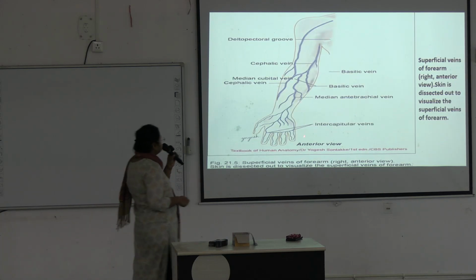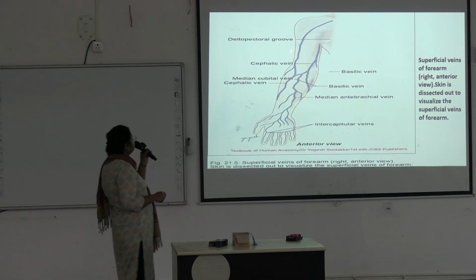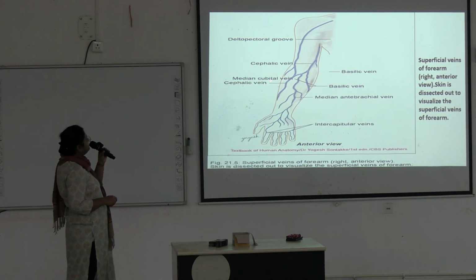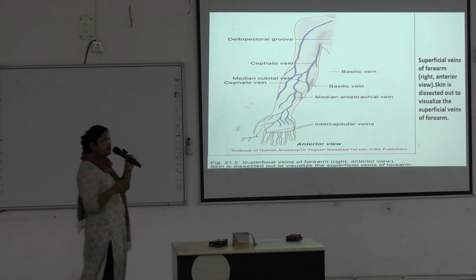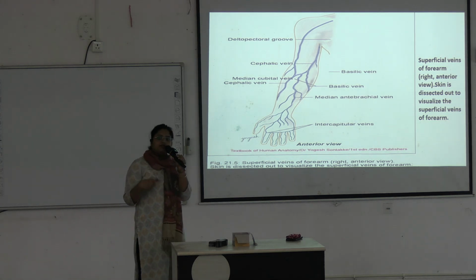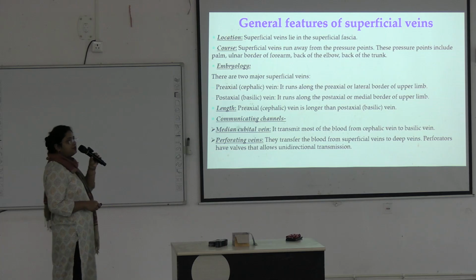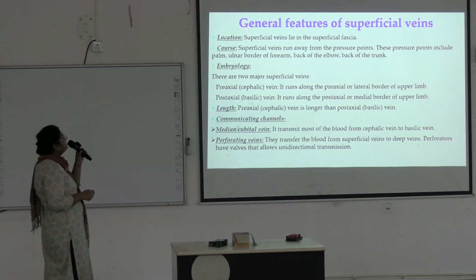Next, so see here, this is cephalic vein, basilic vein connected via this median cubital vein. Another vein in the front of the forearm is the median antebrachial vein. Venipuncture is done in all these superficial veins. Okay. So general features of superficial vein location.